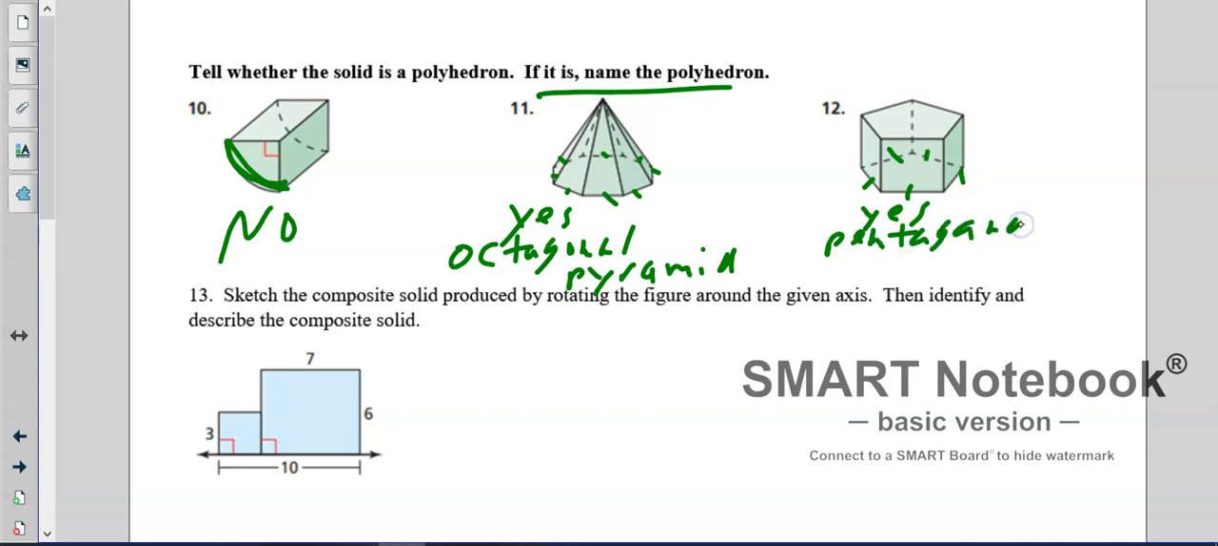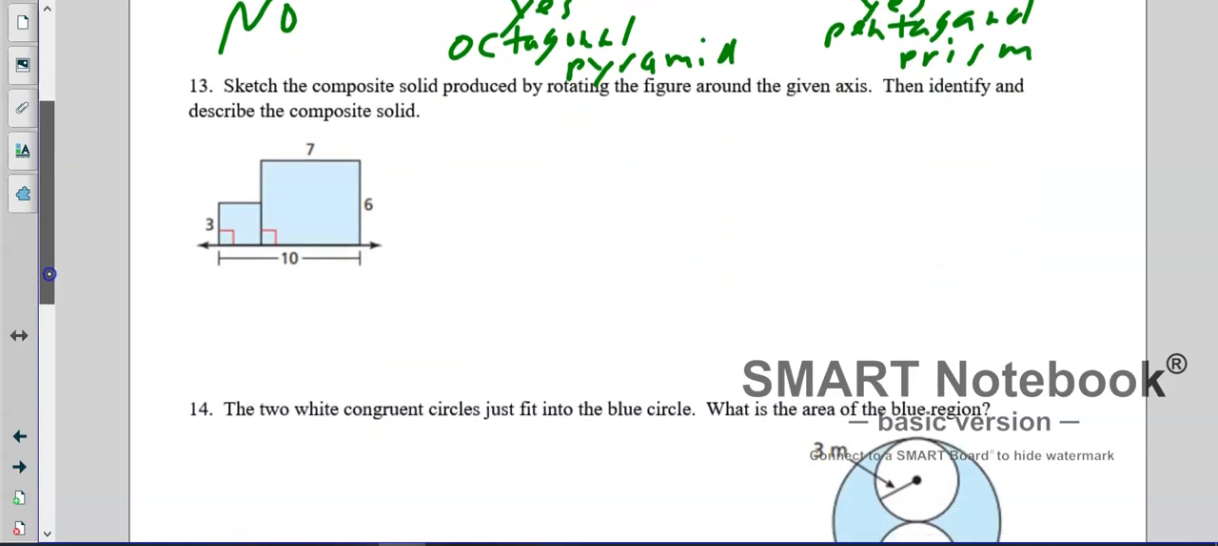Pentagonal prism. Because it has 2 faces, 2 pentagons. One here, top and bottom. Okay? So prisms have 2 bases. Pyramids come to a point. One base, come to a point.